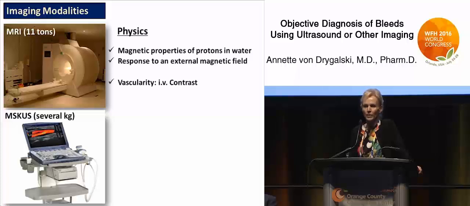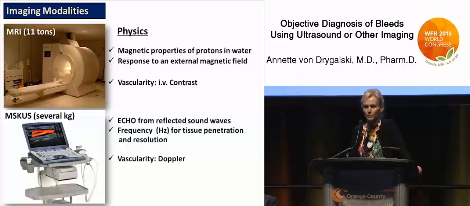So let's go to the two most pertinent modalities here, and this is the MRI and below the ultrasound. So the MRI works quite different from ultrasound. Physics here are that magnetic properties of protons in water are utilized to generate an external magnetic field and thereby create an image. Vascularity assessments and the assessment of synovitis requires intravenous contrast. Ultrasound works differently. It uses echo from reflected sound waves, and that's done in frequency, hertz, for tissue penetration and resolution. And vascularity just requires this power Doppler function, no contrast needed.